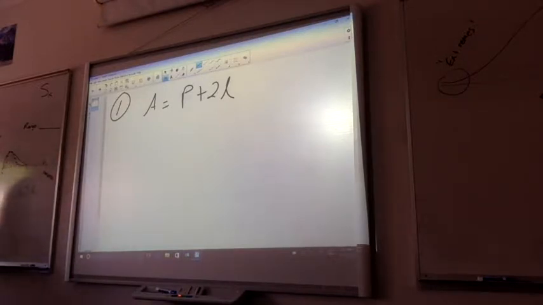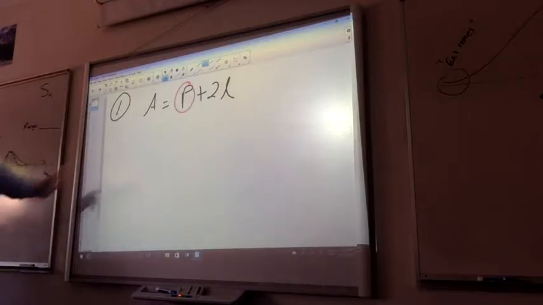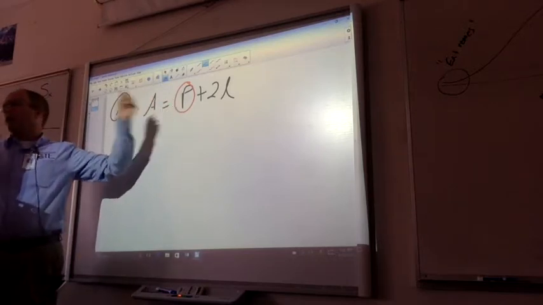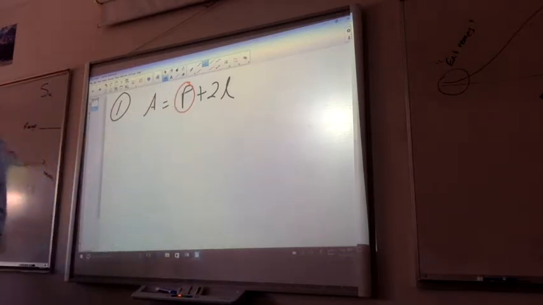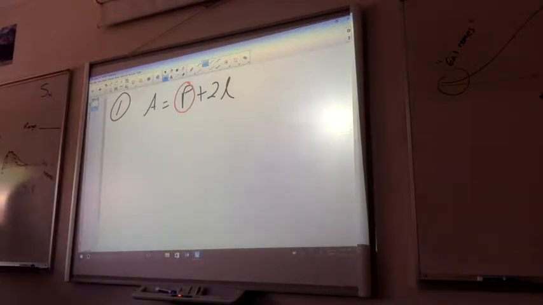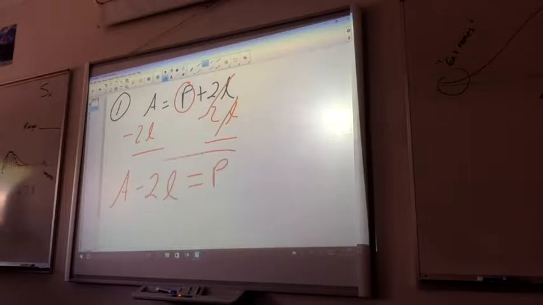So they want us on this one to just solve for what letter? P. So we want that all by itself. So is anything being multiplied or divided with P right now? No. So what's the easiest thing to get P all alone? What can we do to both sides? Subtract the 2 and the L, right? It's 2 and a lowercase L. So those cancel. So I get A minus 2L is equal to P.